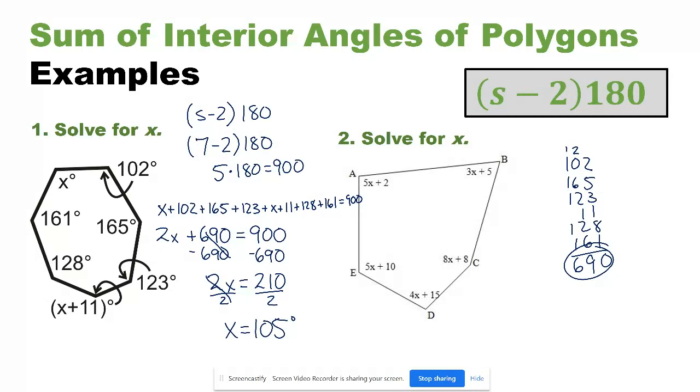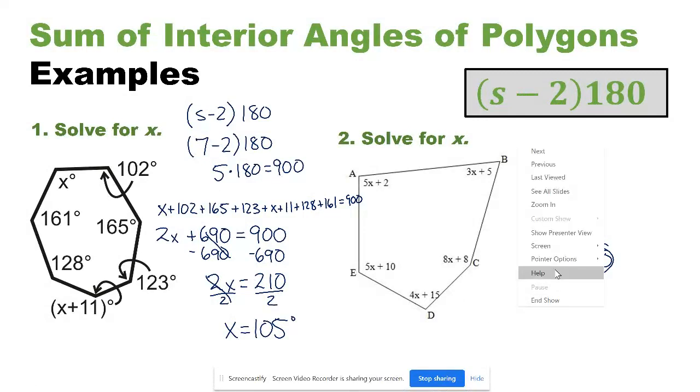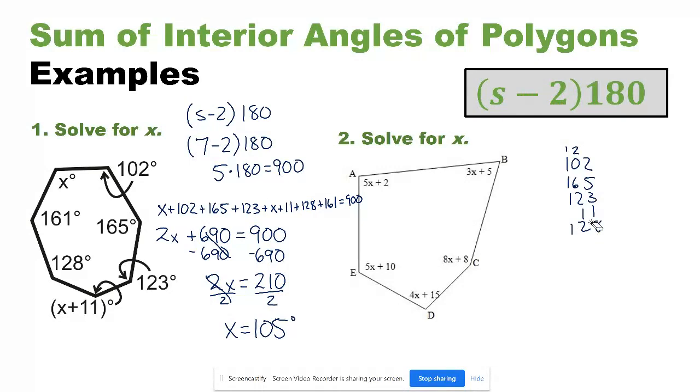So that's how you do it. The first thing you have to do is figure out the total of all of the angles, and then you will add up all the angles you know, set it equal to that total, combine your like terms, and then work it out from there. So let me clean up some space over here to do the second example.